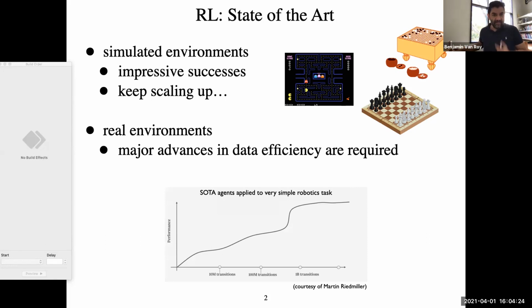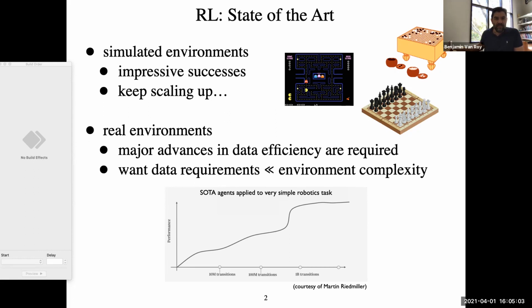This is a cartoon plot produced by my friend Martin Riedmiller, who's a roboticist. I'm not going to interpret it carefully, but the takeaway message he intended was that to train a robot from scratch to do even very simple tasks like stacking blocks requires on the order of a year of experience in trial and error with a robotic arm. To do something more sophisticated obviously takes much longer. And his point is that we really need to improve data efficiency in order to do what we hope to do with reinforcement learning.